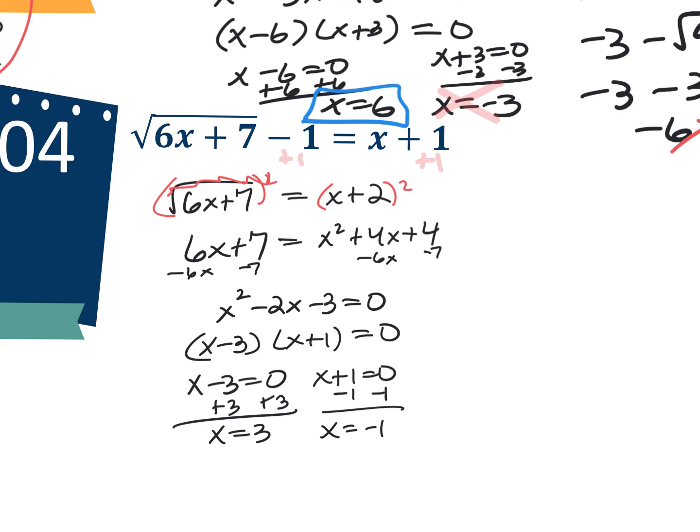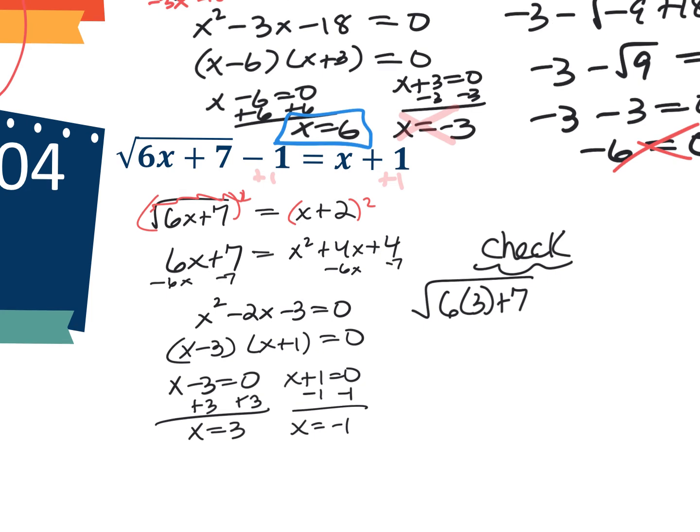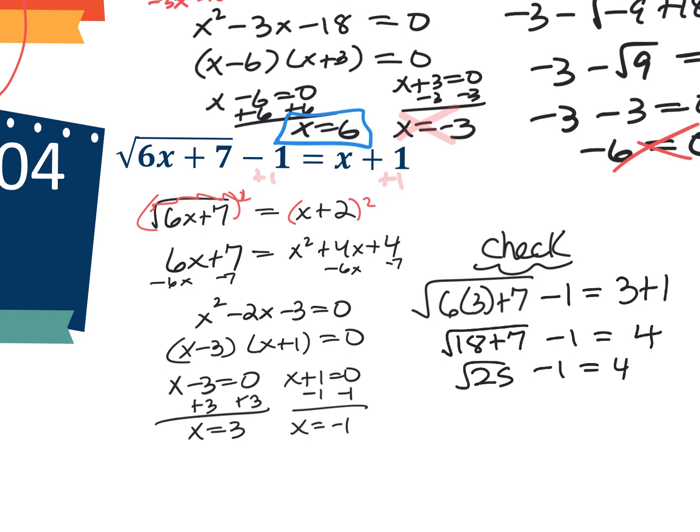All right, so now I got to check. So let's plug them in. So 6 times 3 plus 7 under the radical minus 1 equals 3 plus 1. So 18 plus 7, 25. Square root of 25 is 5. 4 equals 4. This one checks. So this is a good answer.